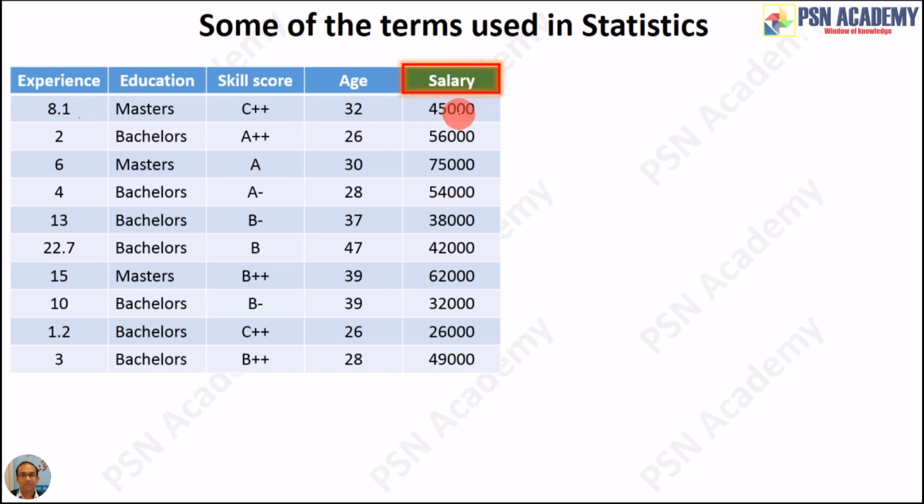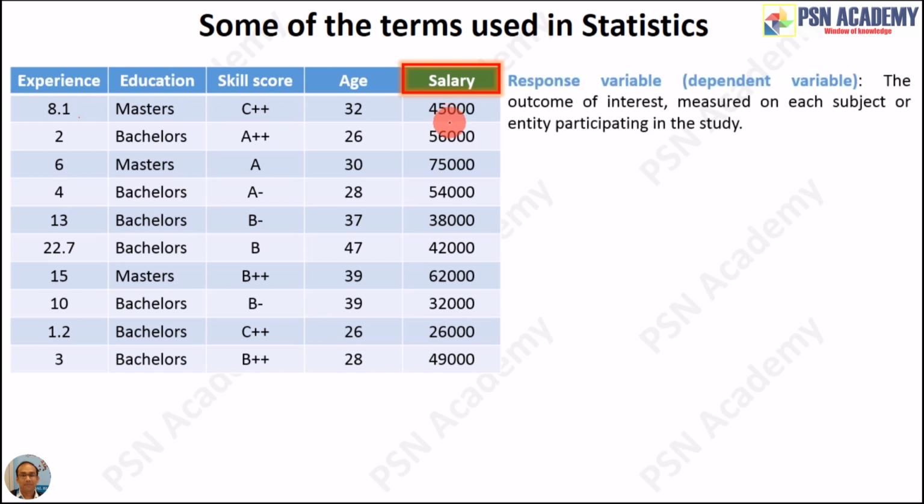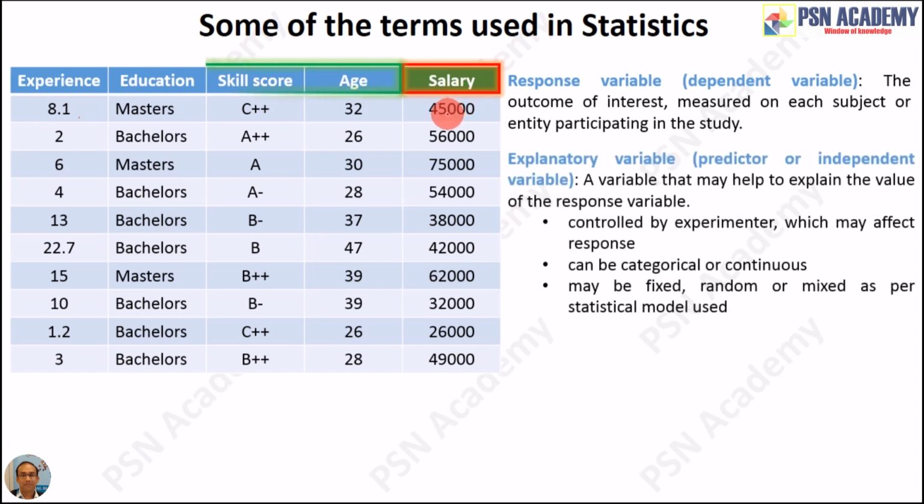Now we are interested in salary. That means we are trying to figure out the value of the salary. So this is the response variable, or the dependent variable. That means the salary is dependent upon some other variables. Those other variables are explanatory variables that have the power to determine the value of the salary, or the response variable. So here experience, education, skill score, and age are variables that may help determine the value of the salary. Of course, you see here "may help". That means we are not sure whether experience, education, skill score, or age have any influence on the salary values. So we have written here "may help".